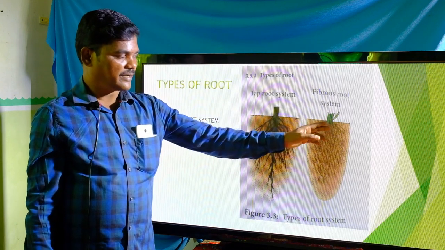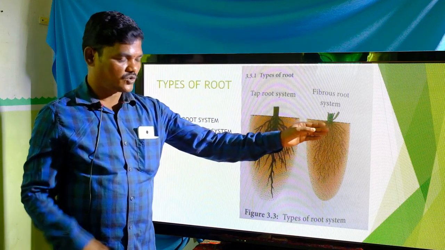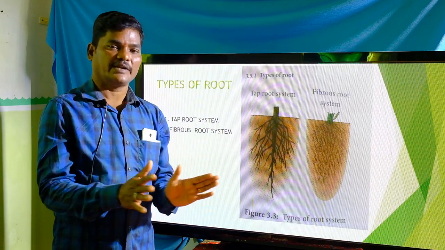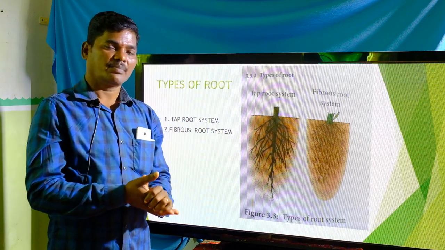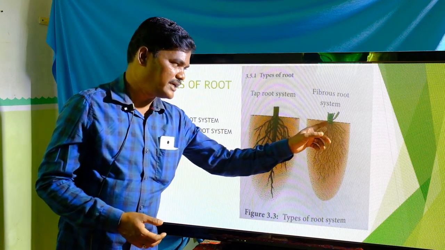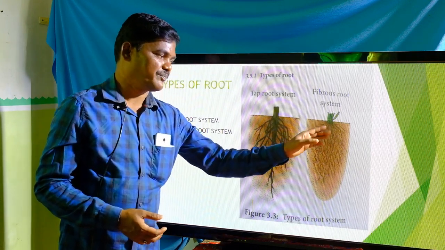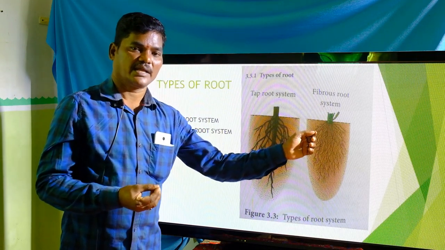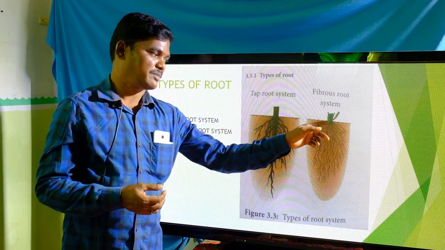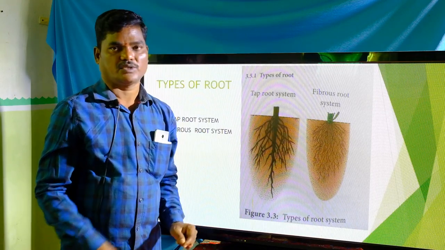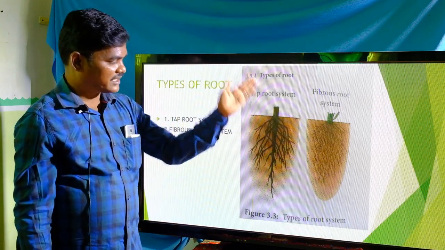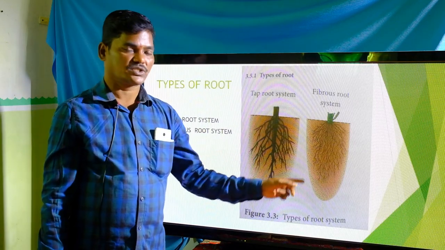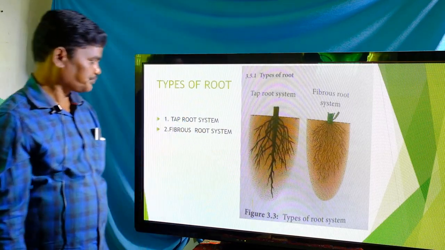Another kind of plant: the radicle produces a primary root, but that root is short-lived. After that, from the base of the stem, many fibrous-like rootlets arise. That is called a fibrous root. The tap root is the characteristic feature of dicot plants, and the fibrous root is the characteristic feature of monocot plants.